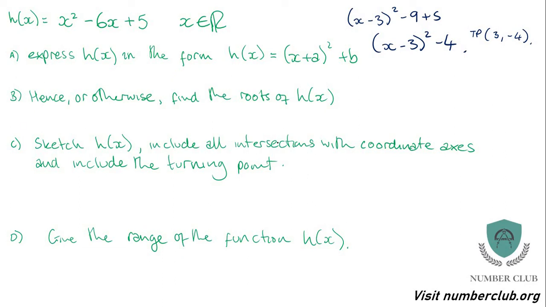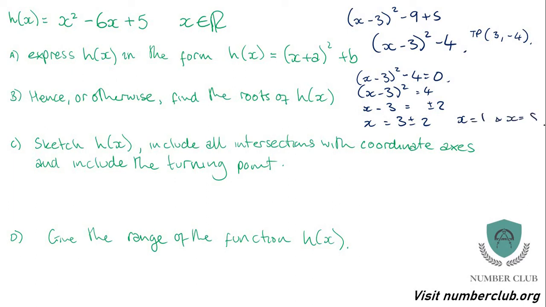Hence means you can use this. Otherwise means you could factorise it if you wanted to. Me, I'm going to use this because I like to use the hence thing if it asks me for it, because often that means that it's given me most of the work done. So we're going to go with when does this equal 0? Well, it does that when x minus 3 all squared equals 4, which means that x minus 3 is equal to plus or minus 2, which means that x is equal to 3 plus or minus 2. X is equal to 1, and x is equal to 5.